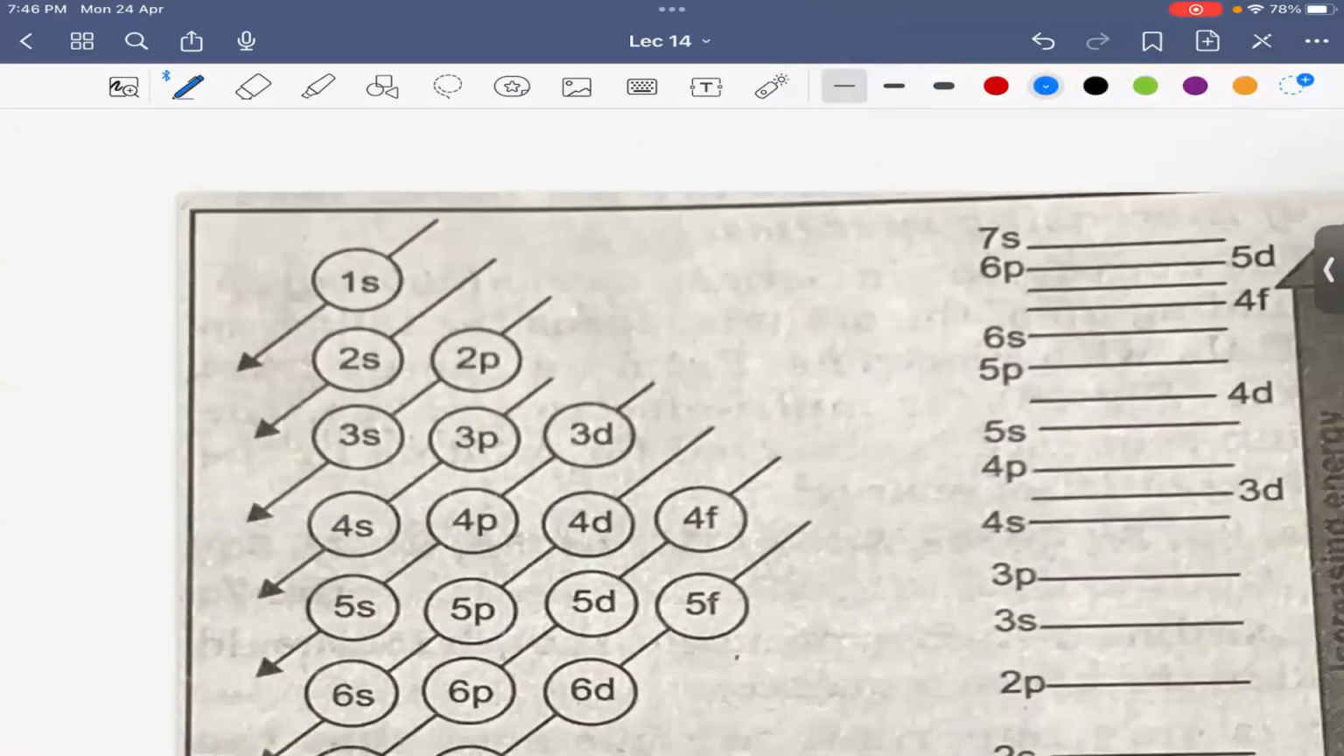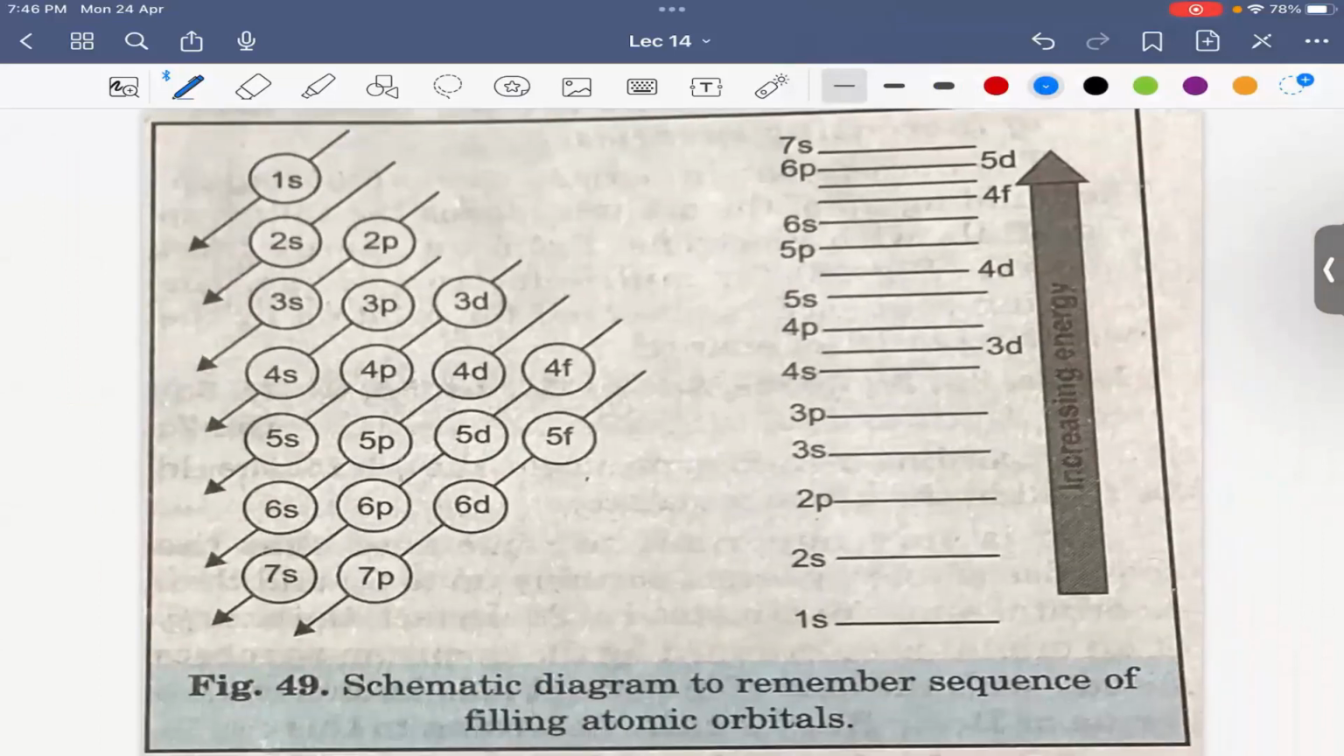So this is the way the electrons are going to fill. You can remember it like this. First write 1s, then 2, then 3, 4, all the orbitals in the first orbit, second orbit, third orbit, fourth orbit, and so on and so forth. And then you draw an arrow like this.